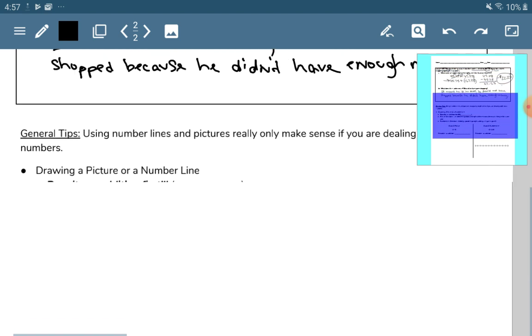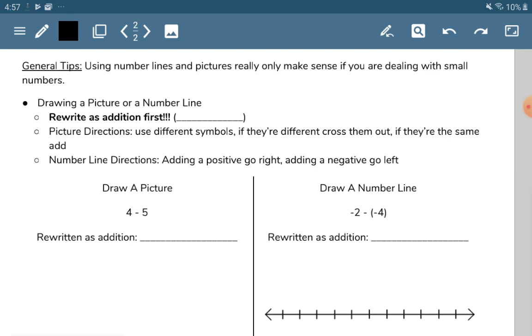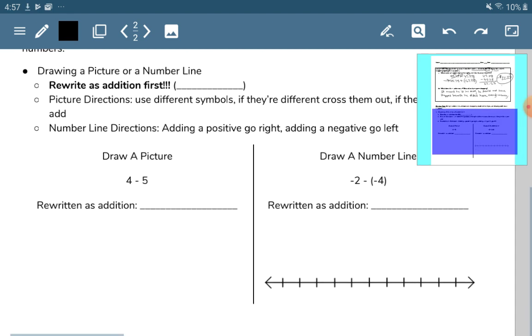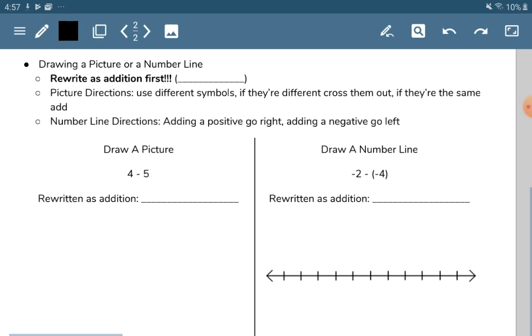Moving on to the last two parts there. Some general tips when we use number lines and pictures. I want to go over this with you. So really, using number lines and pictures only makes sense when you're dealing with small numbers. So we're going to practice this anyways.